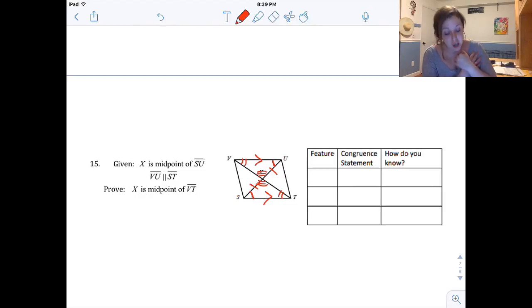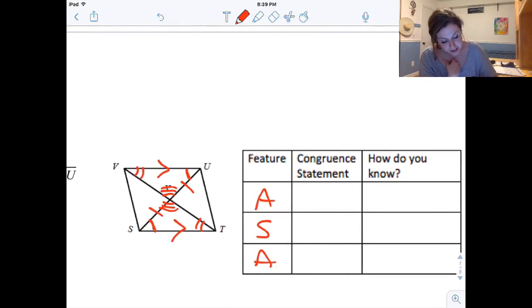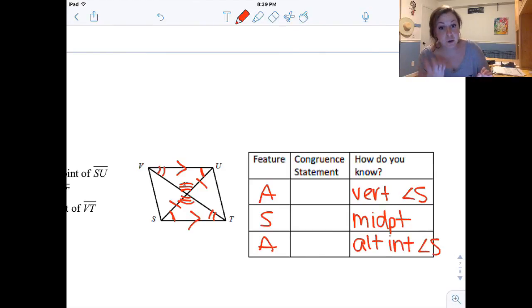So I am going to use angle, side, angle. And this was a chart that we used to plan before. So again, if you want to use this, use it. It might help. So I know that I had the side coming from the midpoint, right? I know that I have vertical angles, and I know that I have alternate interior angles. And the congruent statement, I could write each of them out. I'm going to put mine in my proof, but again, this is how we always did our planning, so use this if it helps you.